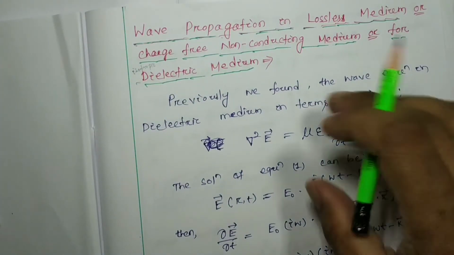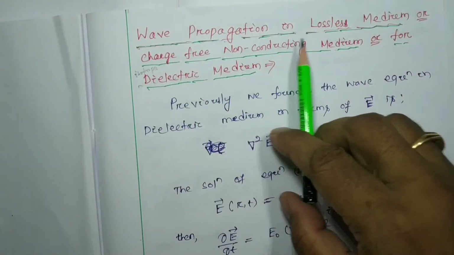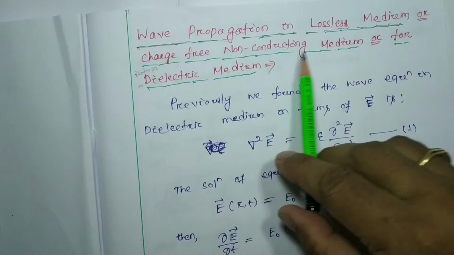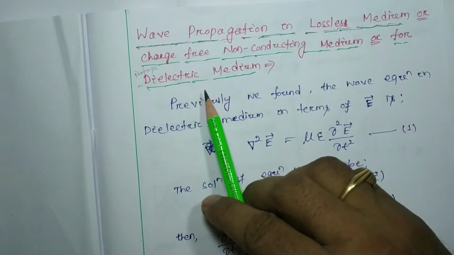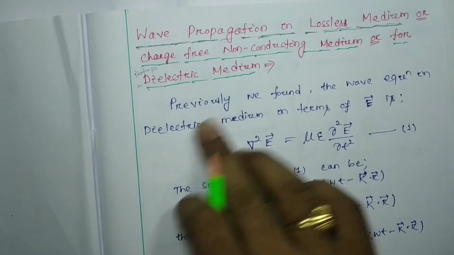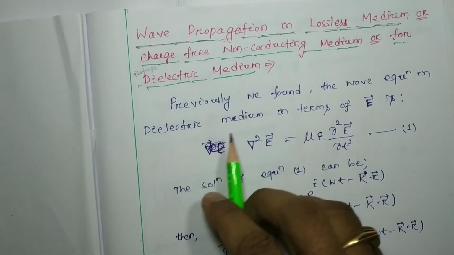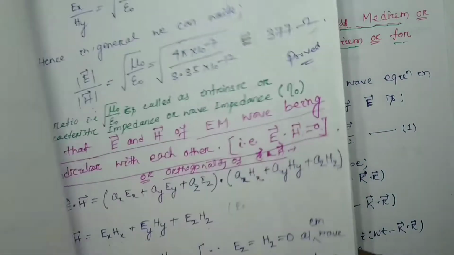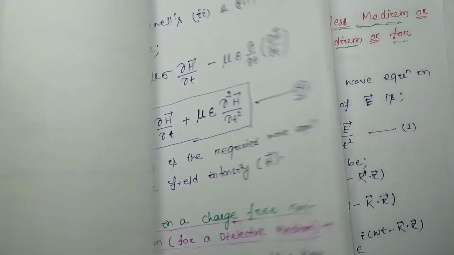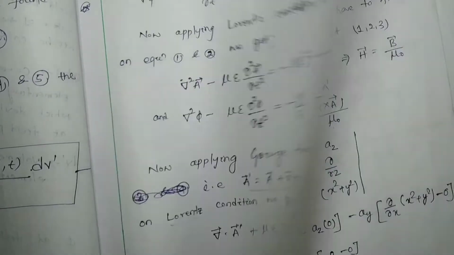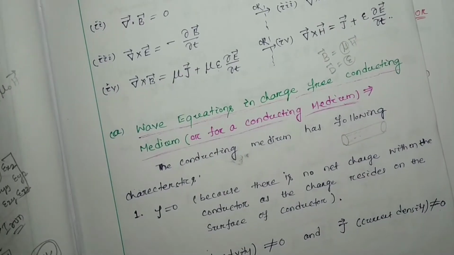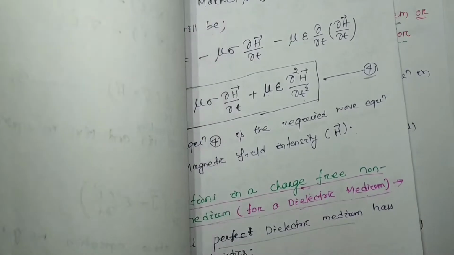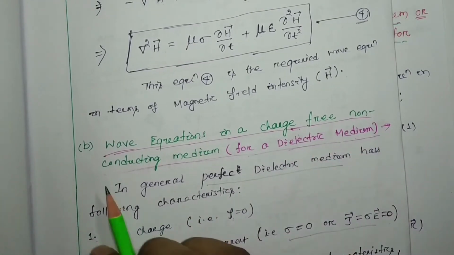Now we start to discuss wave propagation in a lossless medium, or a charge free non-conducting medium, or an isotropic dielectric medium. Previously we found the wave equation in a dielectric medium in terms of E. You just check your note. Previously we found, I'm going to show you here, this is the value for a conducting medium.